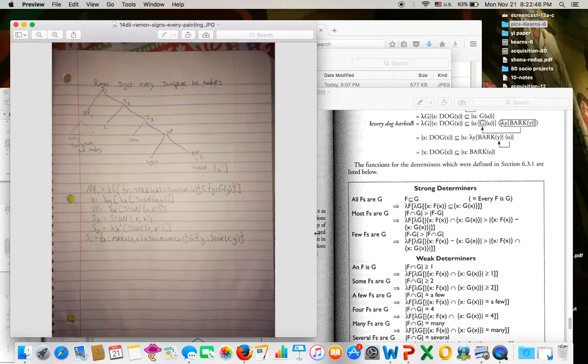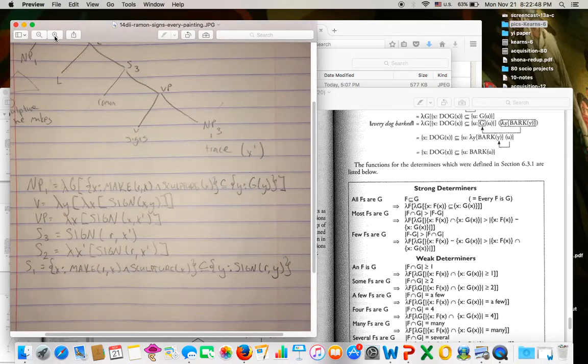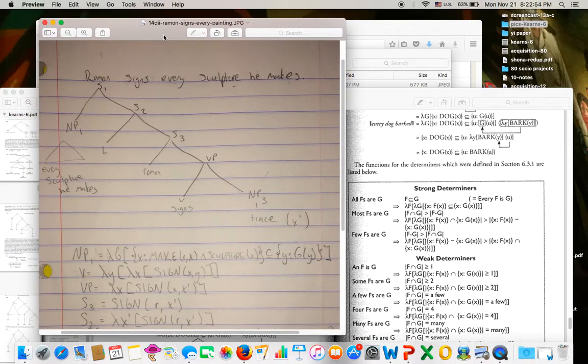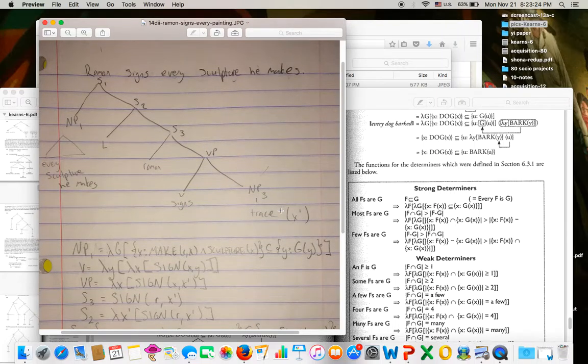All right, so here is the second part of this one where things get a little interesting. This is like we saw for the Jones 8-5 pies example. What is happening is that this NP, every sculpture he makes, that started out in object position, undergoes quantifier raising and raises to this higher position up here. And what we are left with down here is this x prime constituent, which is basically the trace. So where the every sculpture he makes moved from.